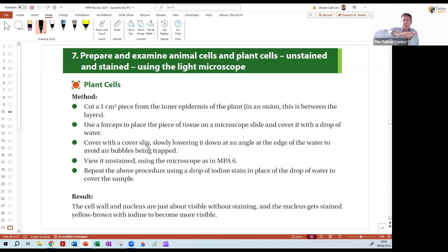Because if you don't put a cover slip on, and the light comes up through the sample, if it's just a big blob of water like that, then the light will just scatter left, right, and center, and you won't see much. It'll all be fuzzy and messed up. So the cover slip is to do two things: to keep it from drying out, and also to allow the light to move straight up through the sample into the lens.